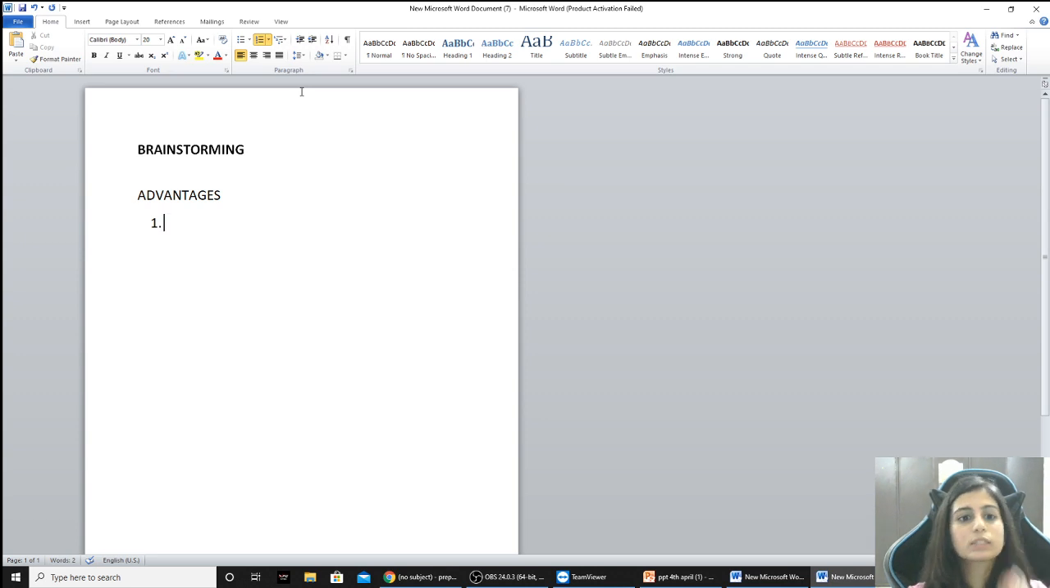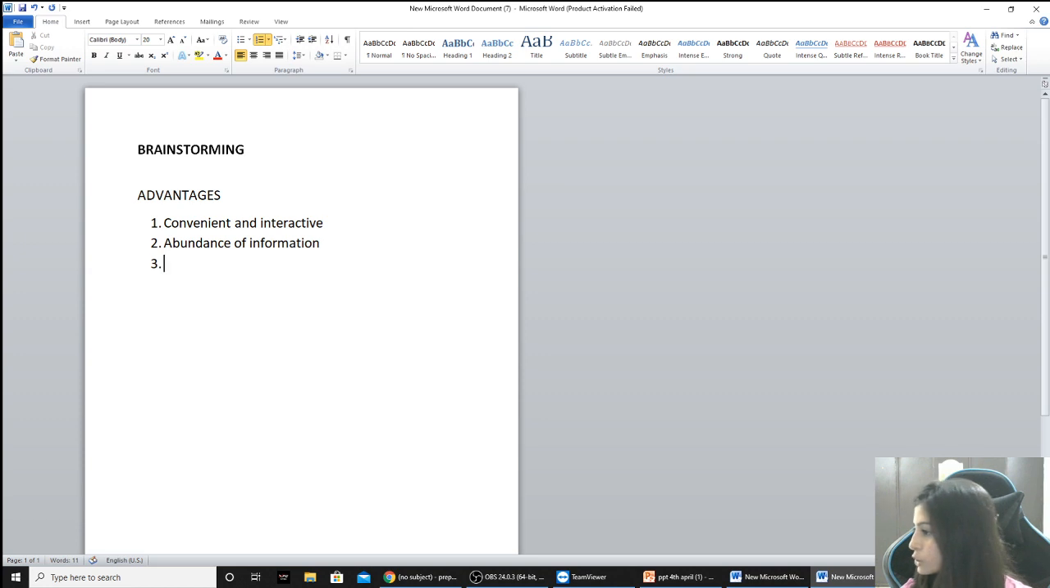Very good. So let's make it the first one. So it'll be convenient and interactive method of learning. Okay, perfectly fine. And then you guys have said that abundance of information is available for referencing, scholarly work, etc. So abundance of information, that's what you guys told, right?